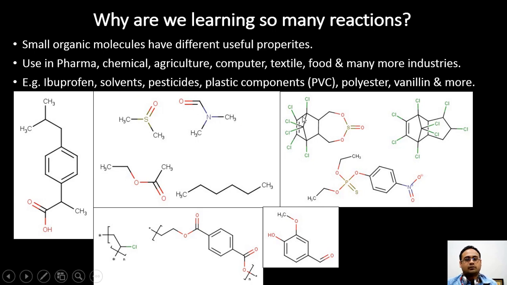Then another class of chemical compounds, which we popularly know as pesticides, are also small organic molecules, and they are used widely in agriculture for crop safety. These are also manufactured by some chemical industry and used in the farms.